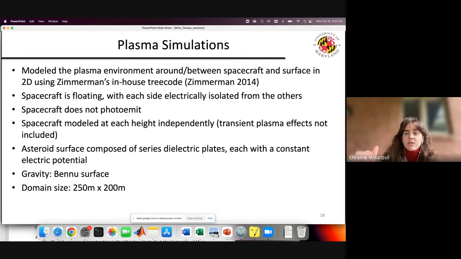And then the spacecraft is modeled at each height independently. So we do not actually model the descent of the spacecraft to the surface. We just place the spacecraft at an altitude above the surface and then model the plasma around that spacecraft. So we're not including any sort of transient effects, and we're assuming that the plasma environment is constant throughout the trajectory of the dust particle.